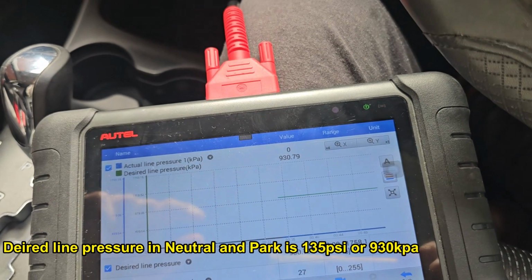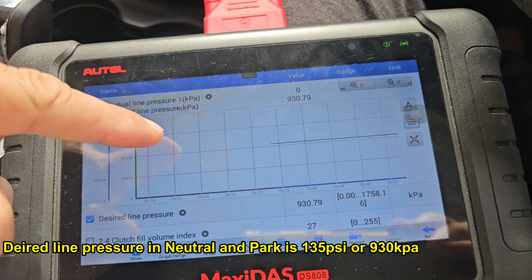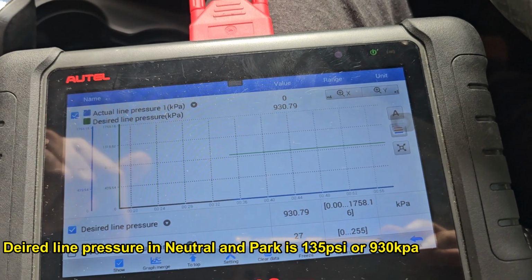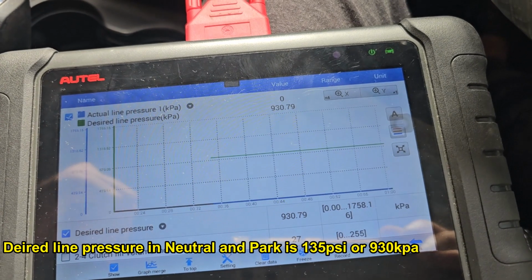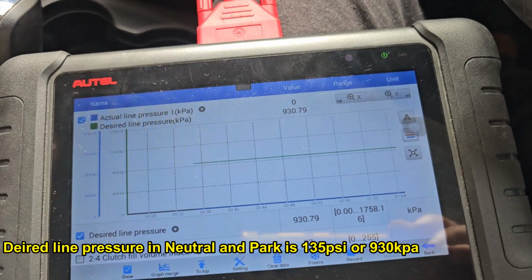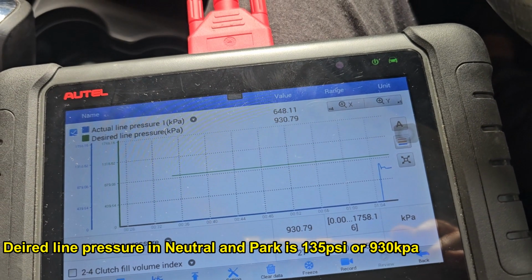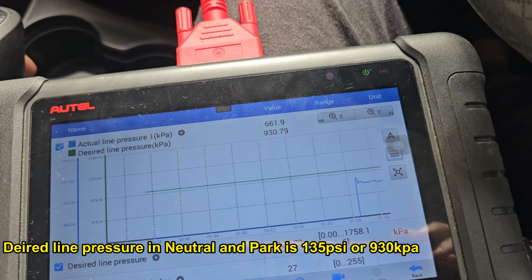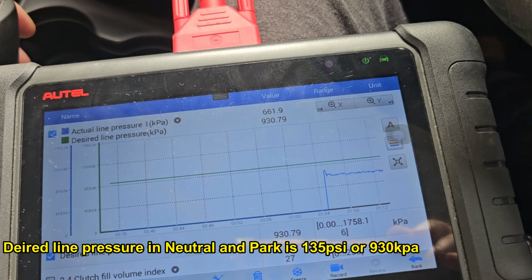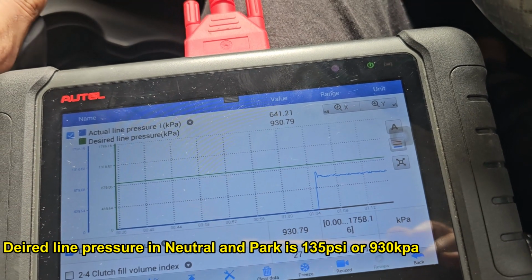Here we have the tool connected to the car. The car is not yet started. We have the desired line pressure and actual line pressure mapped up in the single graph. The desired line pressure is what the PCM wants to see, and the actual line pressure is what the car is able to provide. In idle it says 930, and what it can provide is around 660, which is quite low.